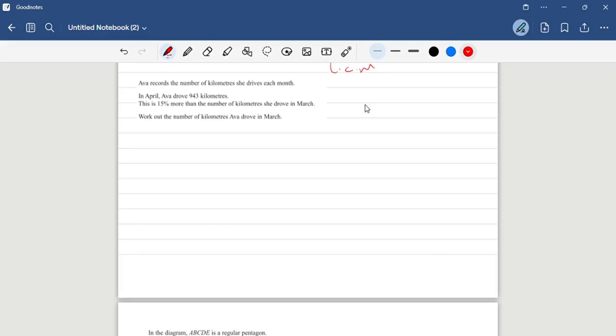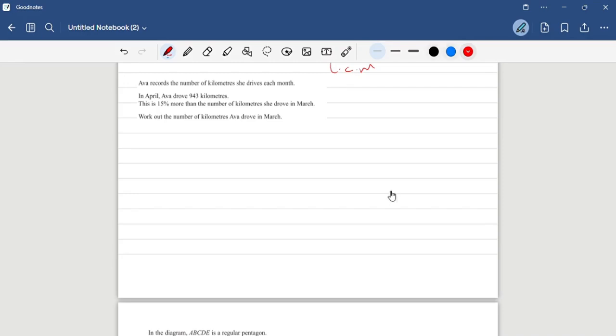Okay, look here. He asked that Eva records the number of kilometers she drives each month. In April, Eva drove 943 kilometers. This is 15% more than the number of kilometers she drove in March. So we have two numbers, okay? She drove 15% more than in March. Work out how many kilometers she drove in March.